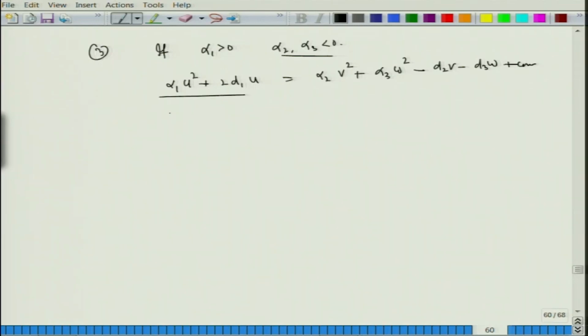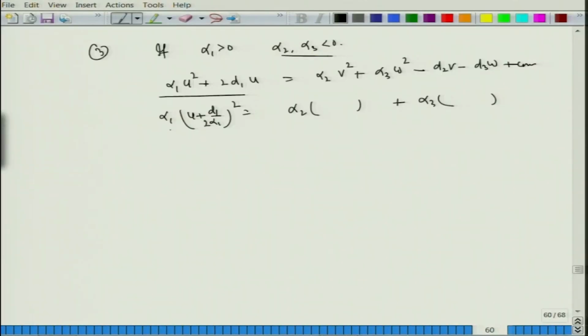Fine. Again I can write it as alpha 1 times u plus d1 upon 2 alpha 1 whole square is equal to alpha 2 times something plus alpha 3 times something. Fine. So, I will get something like this part. What will this object be? Fine. So, you have to be careful again. You can write like this, but you need to understand that I can also put these alpha 1s inside, alpha 2 inside, alpha 3 inside. I can do it. So, in some sense I am going to get an expression like x square minus y square minus z square is equal to a constant.